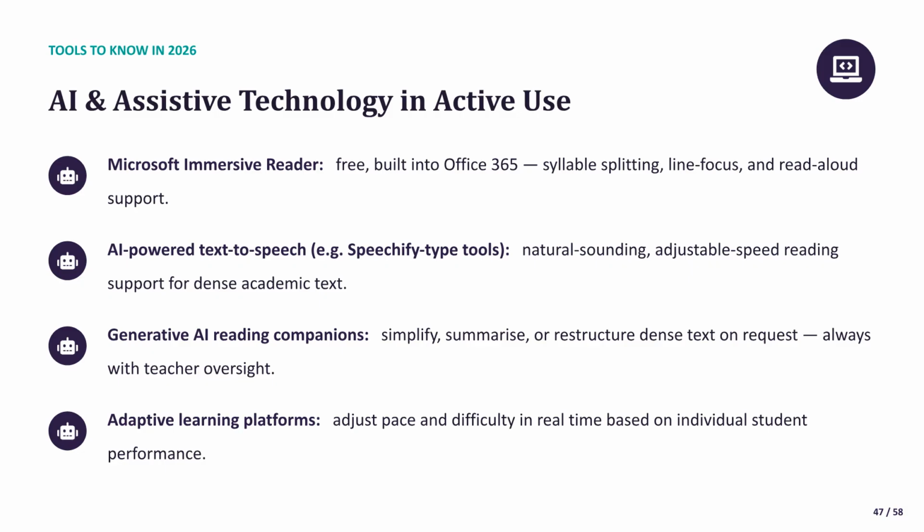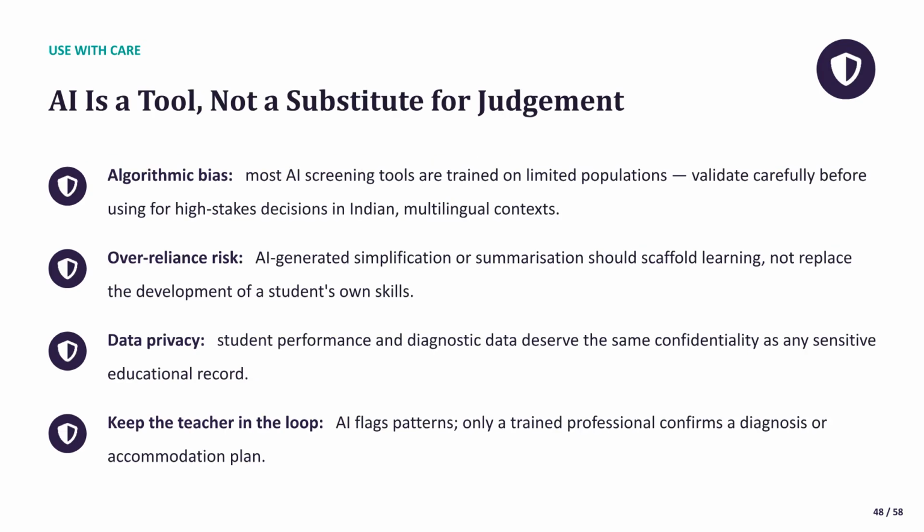Key tools for 2026 include Microsoft Immersive Reader, AI-powered text-to-speech tools, generative AI reading companions for summarizing complex texts, and adaptive learning platforms that adjust to a student's real-time performance. Finally, always remember that AI is a tool, not a substitute for human judgment. Be mindful of algorithmic bias, avoid over-reliance on technology, protect student data privacy, and ensure that a professional always stays in the loop.